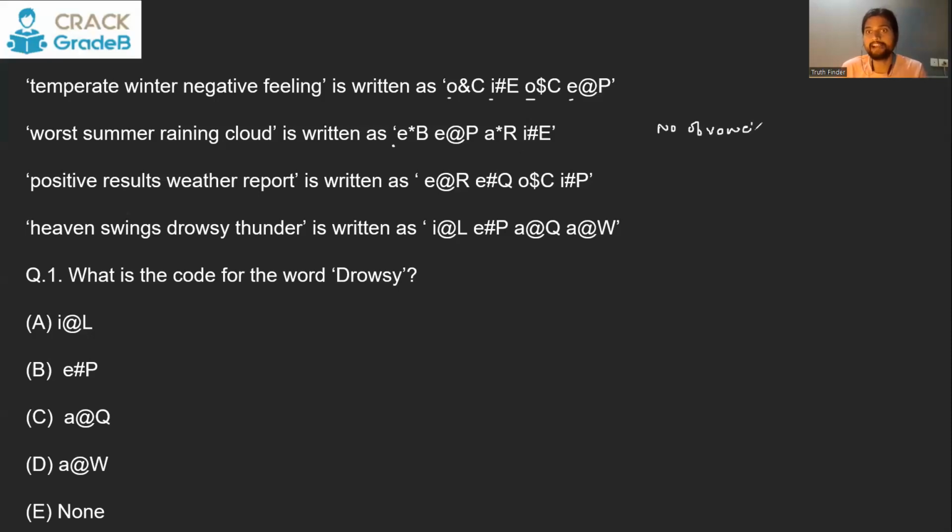So I'm writing here in white, number of vowels. What I'll do is, on top of every word, I'll write the number of vowels contained by that word. So temperate has 1, 2, 3, 4 vowels, so I'm writing 4. Winter has 1, 2 vowels. Negative has 1, 2, 3, 4 vowels. Filling has 1, 2, 3 vowels. Worst has 1 vowel. Summer has 1, 2 vowels. Raining has 1, 2, 3 vowels. Cloud has 1, 2 vowels.